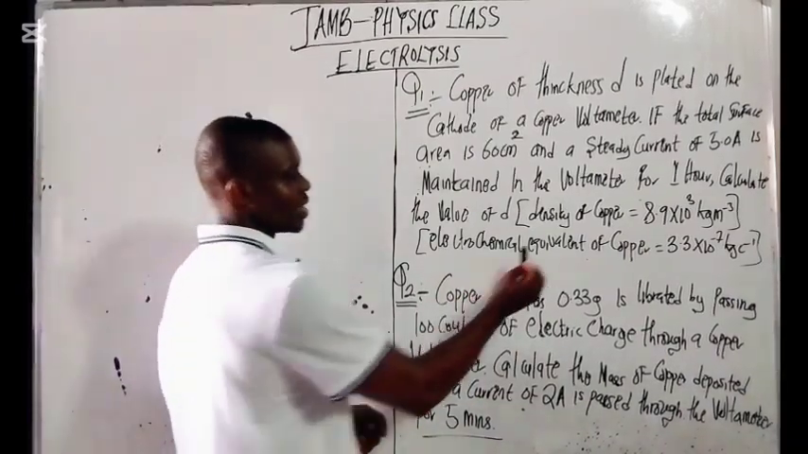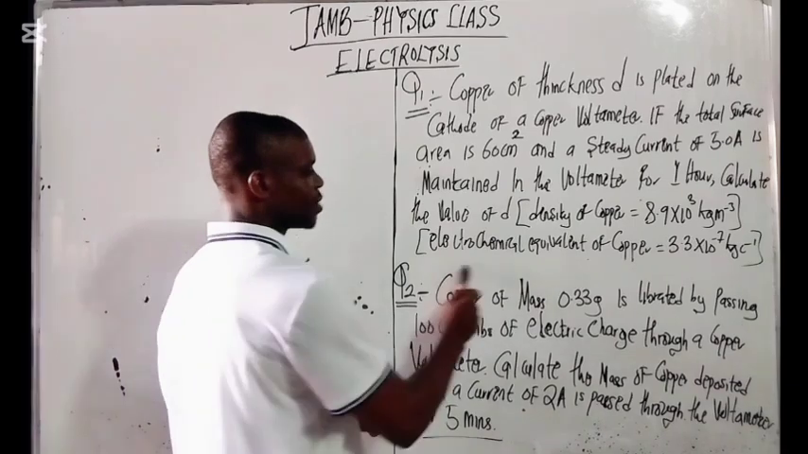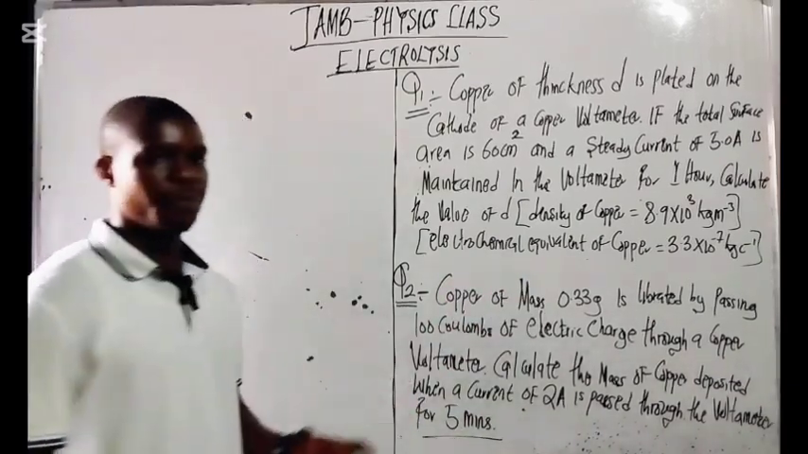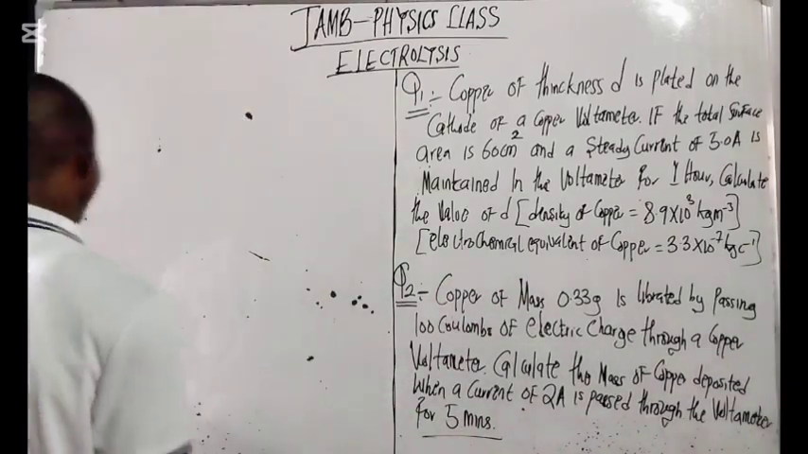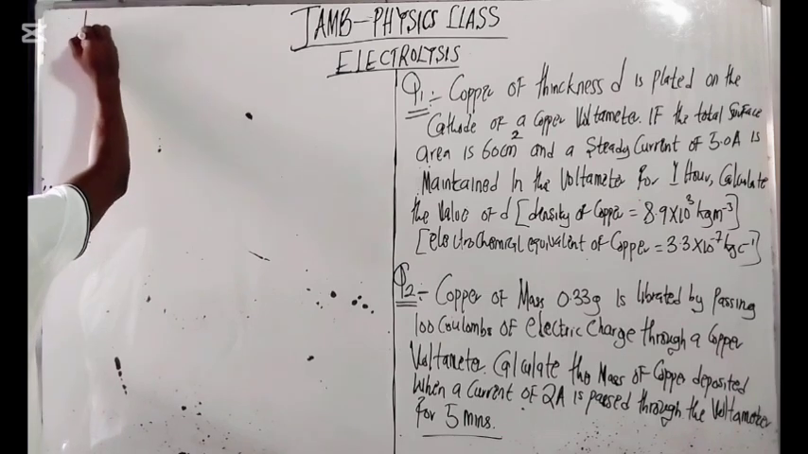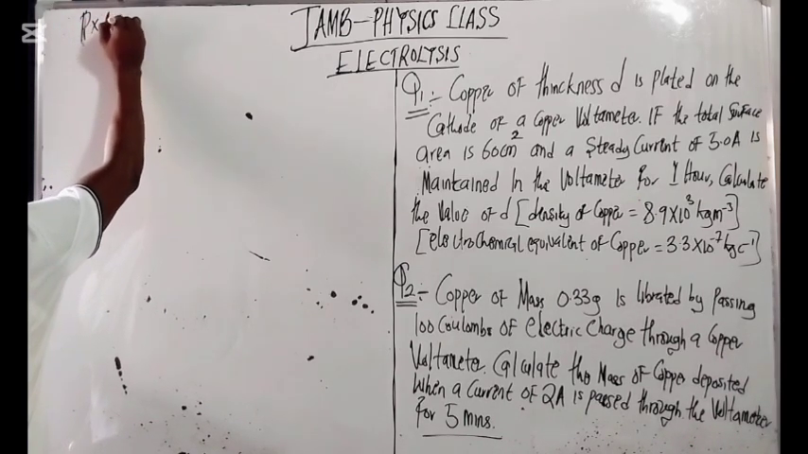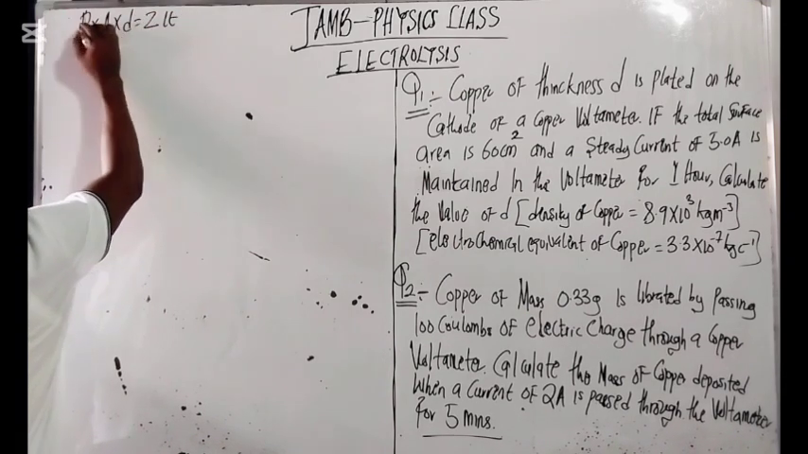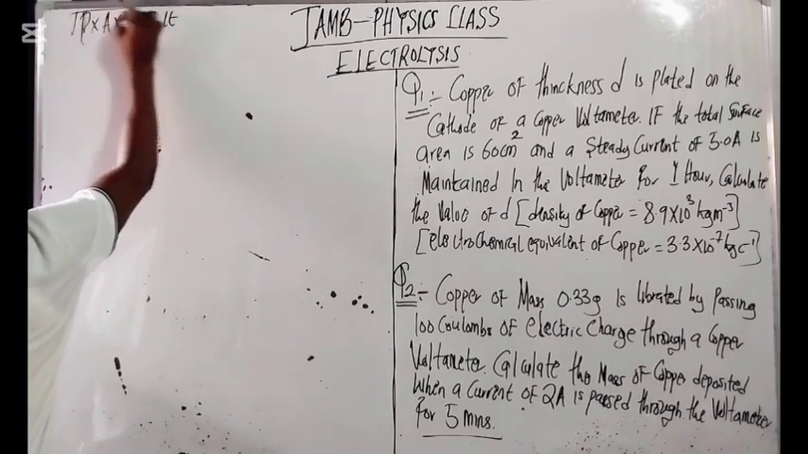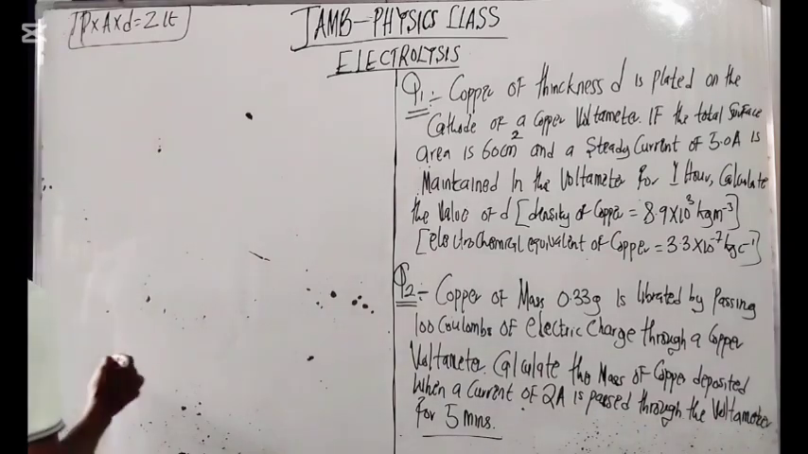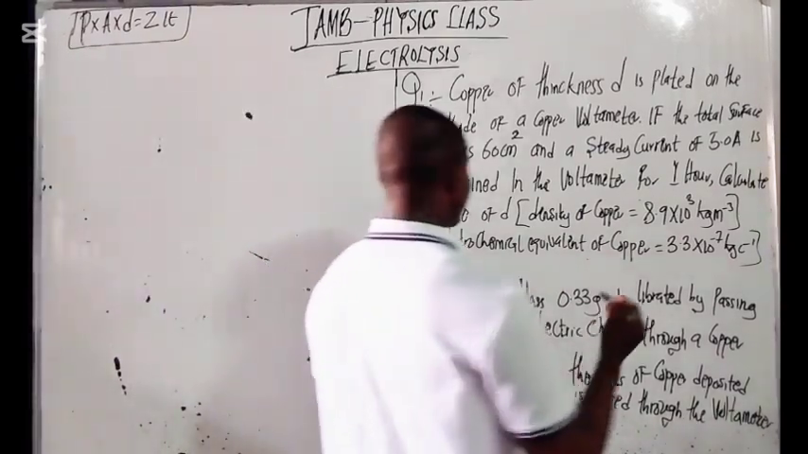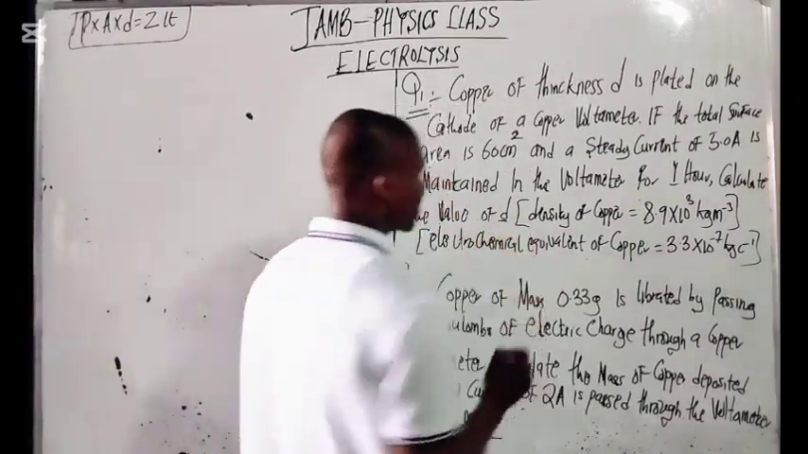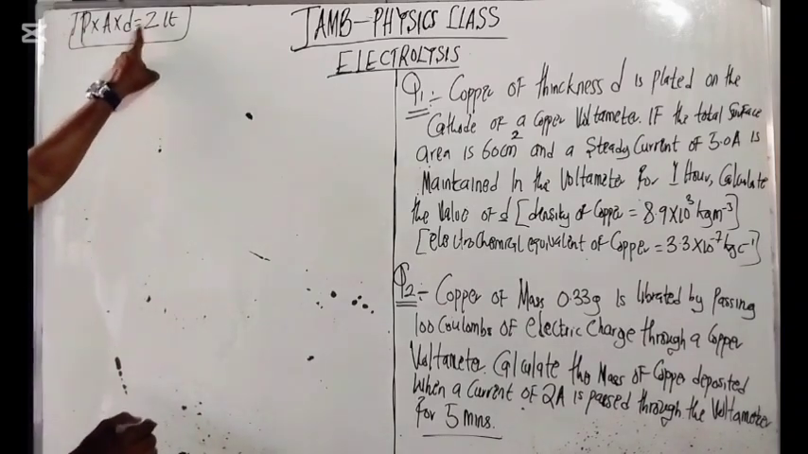Now they give us the density of copper and the electrochemical equivalent of copper. Remember I told you that the density times area times the thickness equals ZIT. This is the formula you are going to use here. If you check it very well, they say calculate the value of the thickness, which is D.